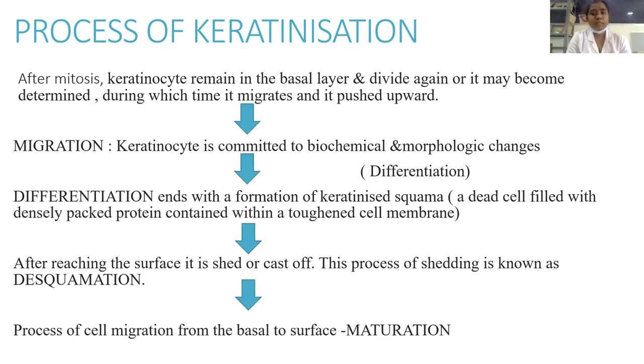a toughened cell membrane. Then comes desquamation. After reaching the surface, it is shed or cast off. This process of shedding is known as desquamation. Then comes the maturation. The process of cell migration from the basal layer to the surface is the maturation.